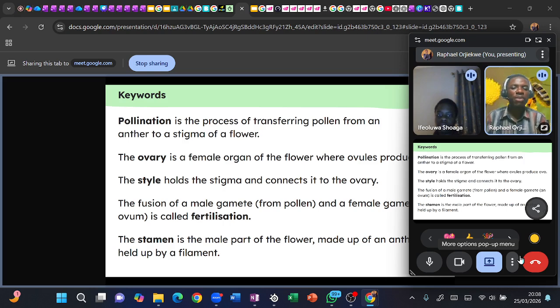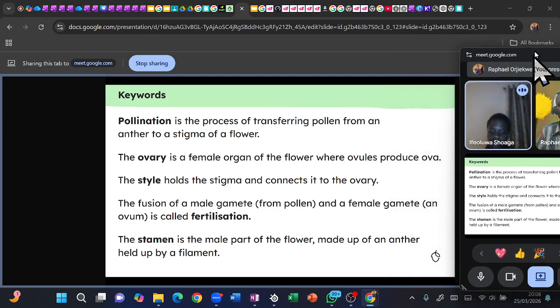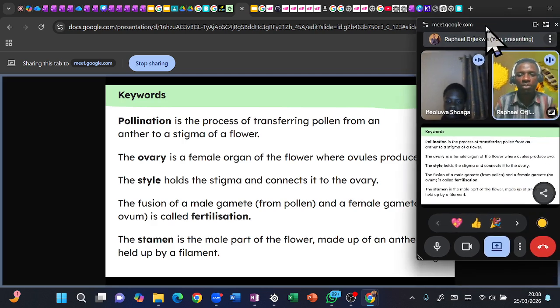But note that transferring alone is not enough. It has to now travel to the ovary. Once the pollen has dropped on the stigma, it goes through the style. The style connects or holds the stigma and the ovary in place. When it gets to the ovary, which is where the ovules are produced, there is a word known as ovum. The ovum is a female gamete, and the plural form for ovum is ova.